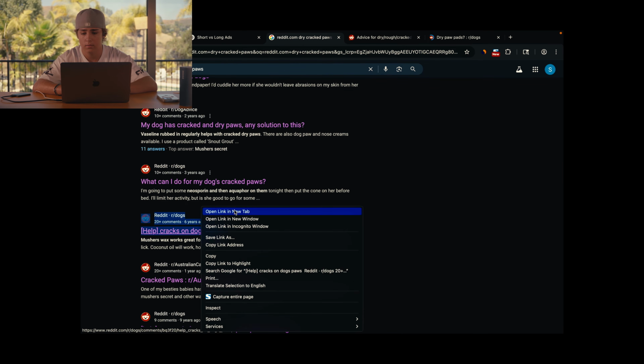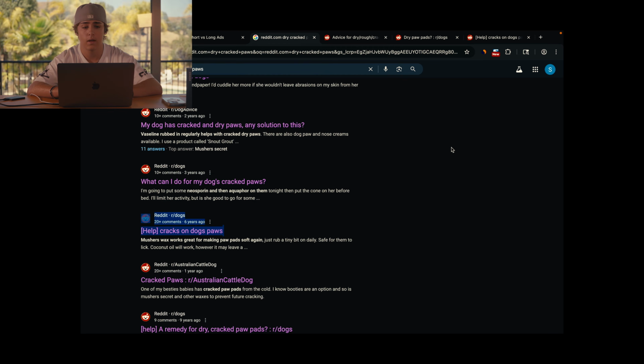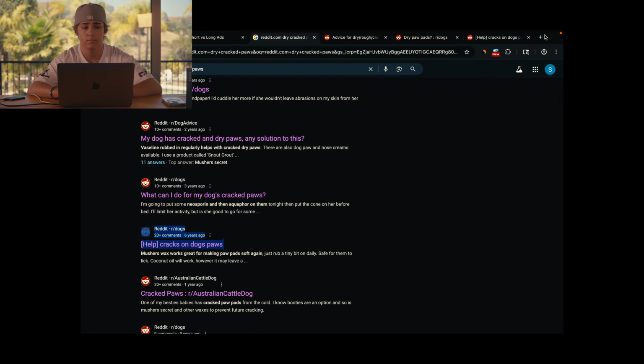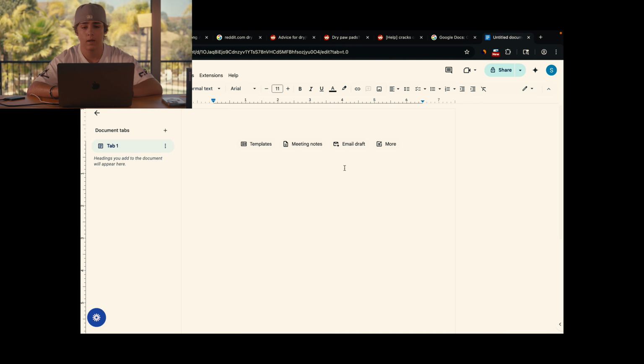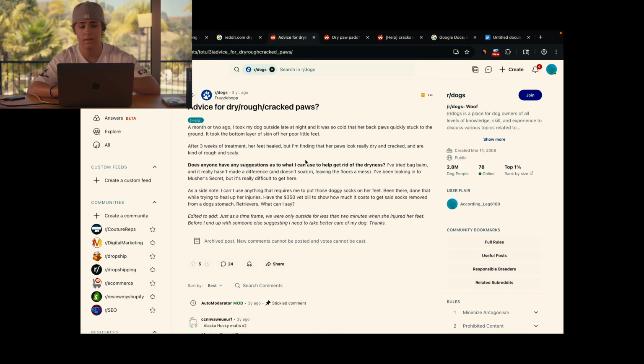cracks on dog paws. So once you do this, I also want you guys to create a doc. So just go ahead and create a blank document, and I'm going to show you guys why. Basically, we want to scroll through all these Reddit things. I actually advise spending about 1 to 2 hours doing this. Look for different things that people talk about, even competitors.